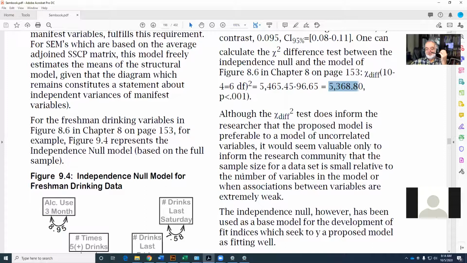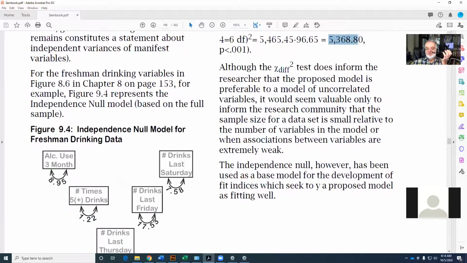But this idea of the independence model is a base model for the fit indices that we're going to be talking about.